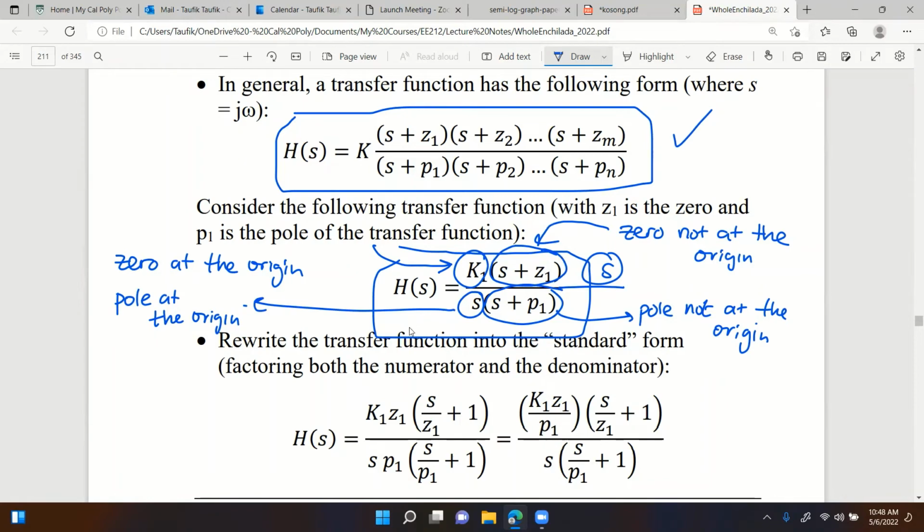But in this example, how do you plot a gain on the magnitude plot of Bode plots? How do you sketch a zero not at the origin? How do you sketch a zero at the origin, and so on and so forth? So you're going to learn how to sketch these.